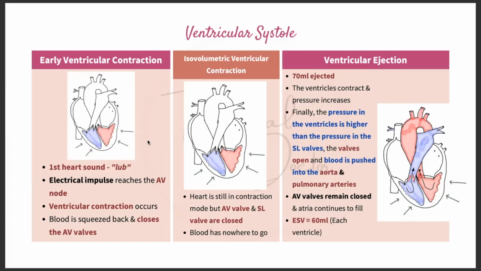Now, how does that happen? So the electrical impulse went from the SA node to the atria, and the atria contracts, right? And now it goes to the AV node.